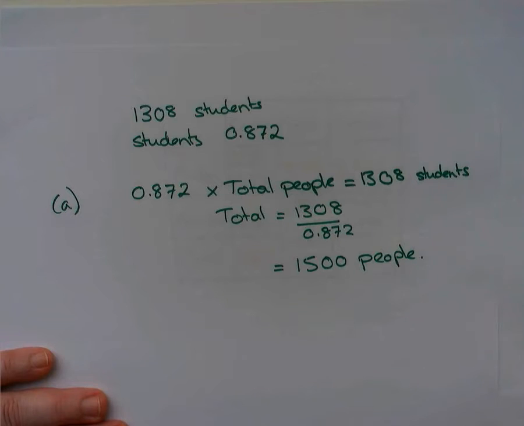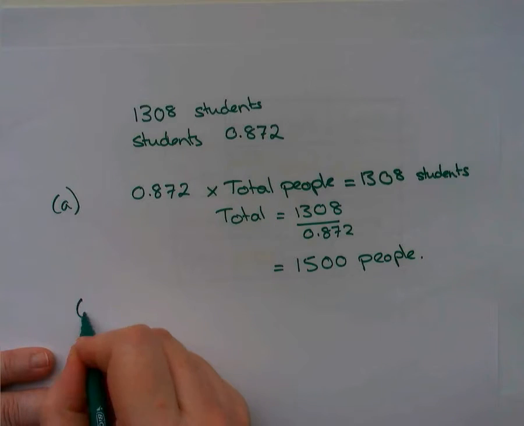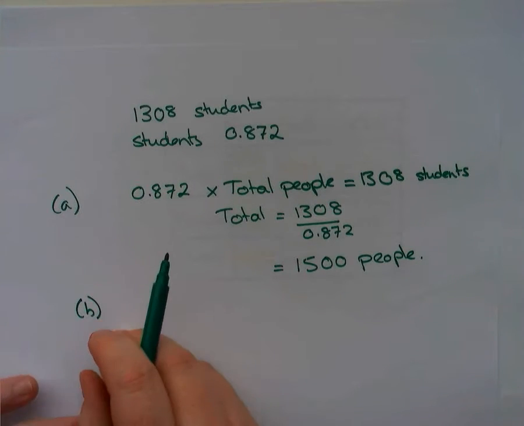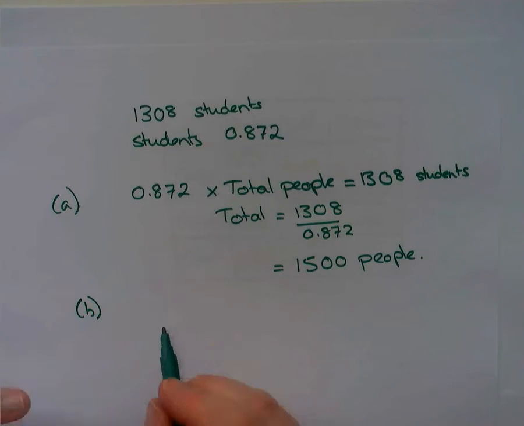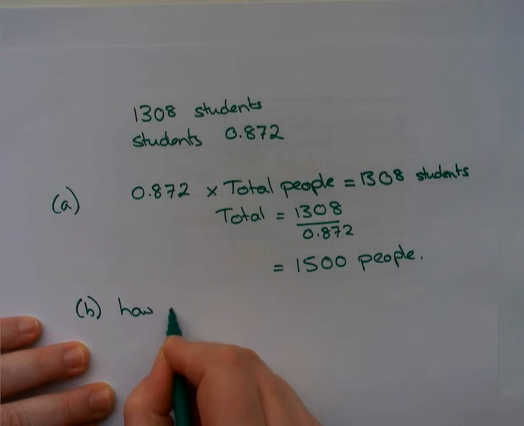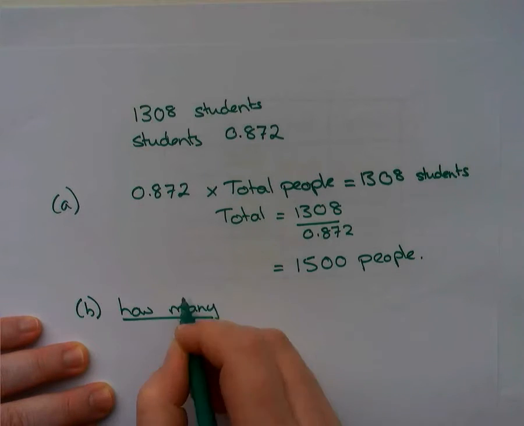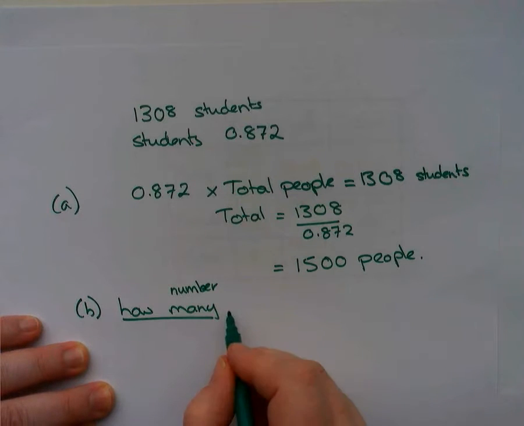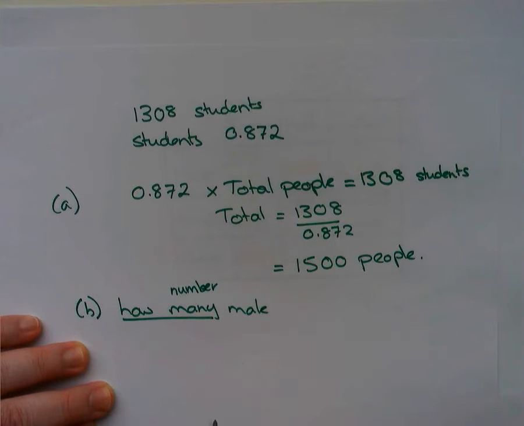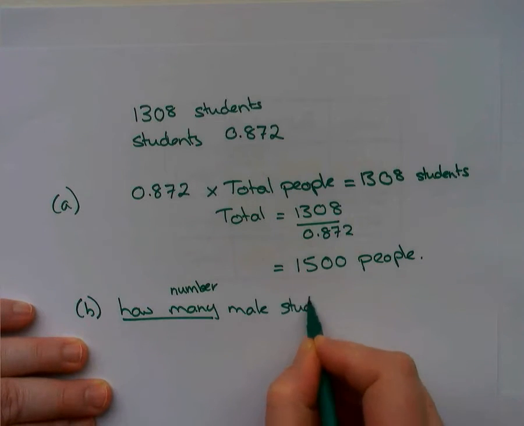Now part B. Part B is asking us how many male students attend the school. So that's talking about the number. That's asking for a number, not a probability. We can find out the probability of being a male at the school, but we want to know male students, so we've got to be careful about that.